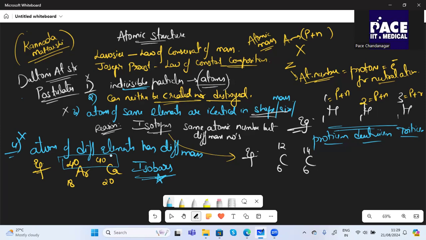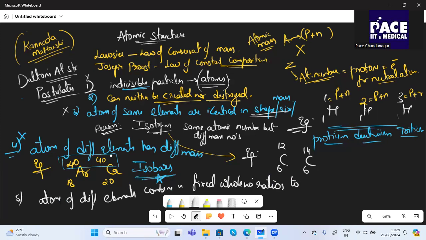Then, atoms of different elements combine in fixed whole number ratios to form different compounds, which is right, which is definitely right, because the same elements, hydrogen and oxygen, can form H2O, and they can also form H2O2, right? And how is this formed? Because of their mass ratios.